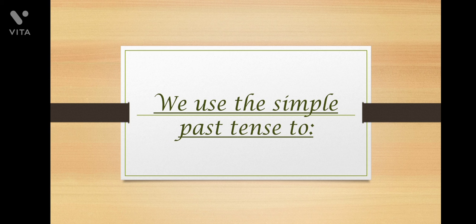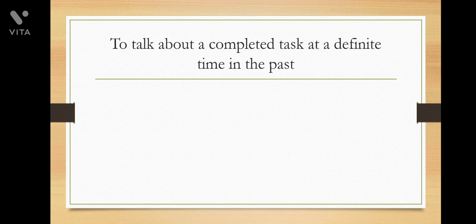So we use the simple past tense in different ways. In what way are we going to use the simple past tense? To talk about a completed task at a definite time in the past. Now everyone knows that कि काम हो चुका है, the task has been completed, the action is completed in the past. But we are talking about the definite time in which the task has been completed.